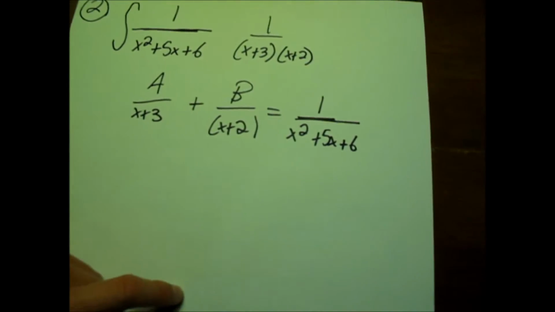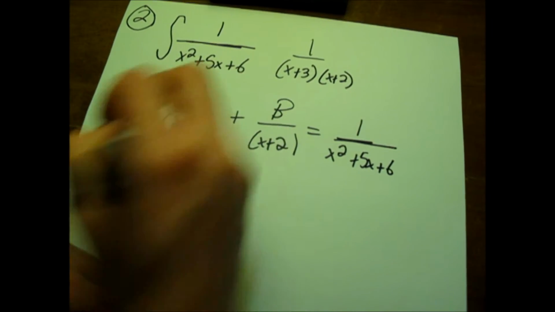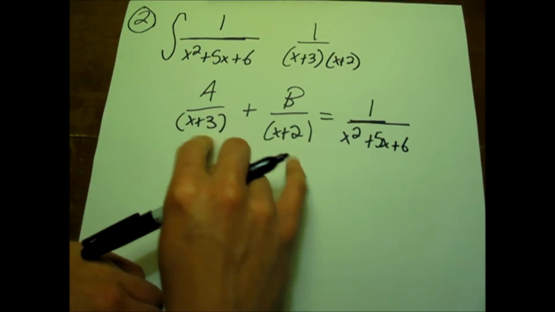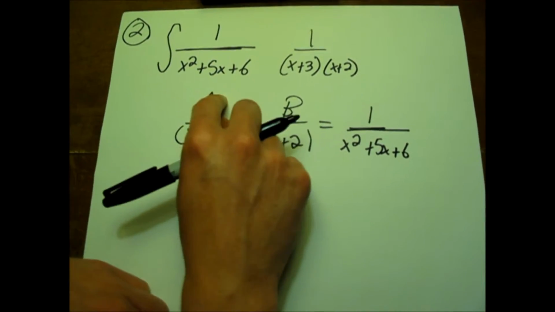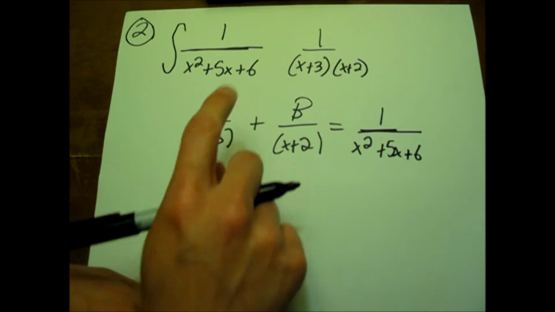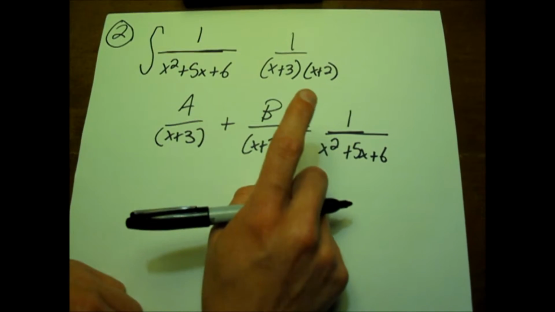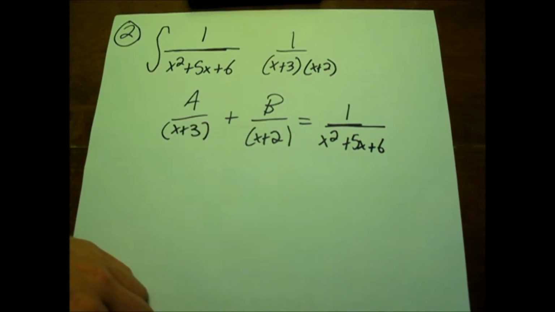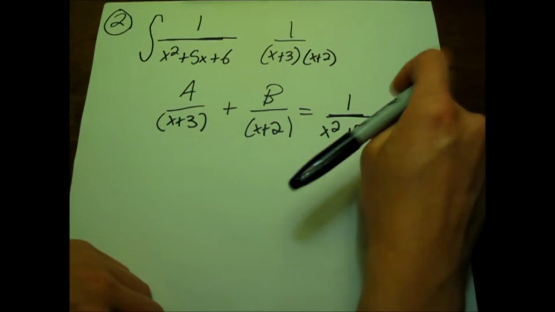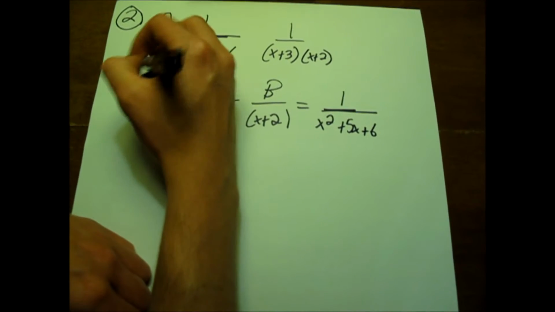Now since we have that, we want to get some common denominators over here. So we're going to multiply a by (x plus 2) on the numerator and the denominator, and then b by (x plus 3) on the top and (x plus 3) on the bottom. And then we're going to do the same over here. So let's go ahead and do that.